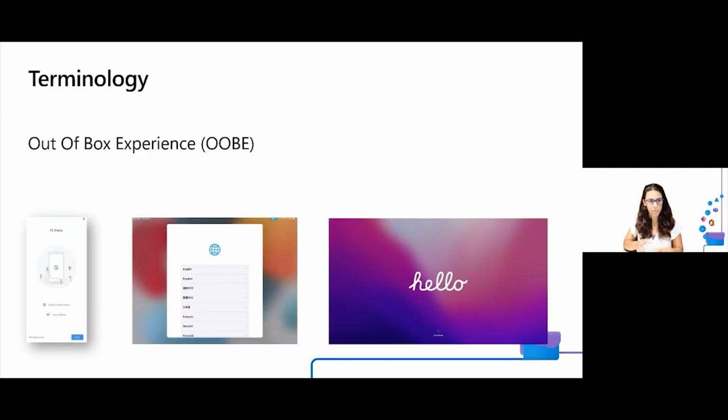Let's go through some terminology. This is important because in the documentation, you'll see this a lot. So out-of-box experience is the stage before the device gets to the desktop. It's when you have a device in a box, you take it out the first time, you turn it on, until it gets to the desktop, we consider it to be on the out-of-box experience. Many enrollment methods require the device to be on this stage in order to function.